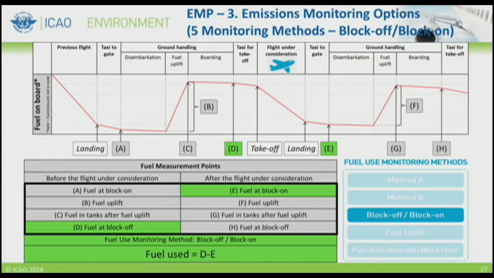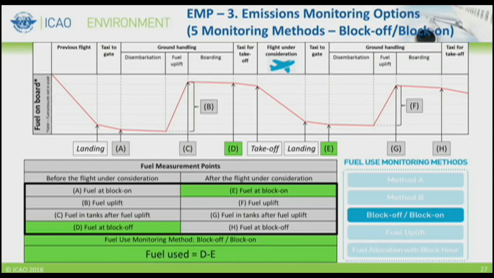The third method is called block off, block on. In order to apply this method, the operator needs information from 2 measurement points. The first one is fuel at block off, so once the airplane leaves the gate and turns on the engines for the flight under consideration. That's the first measurement point.